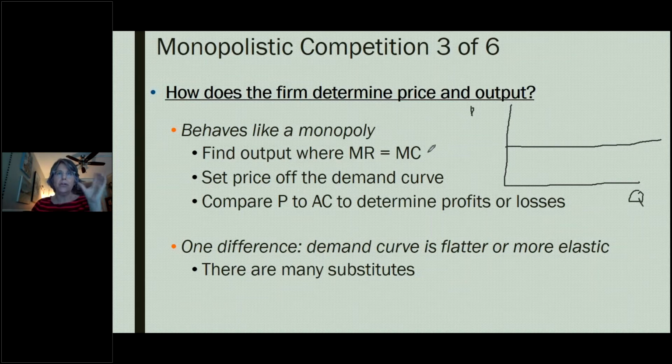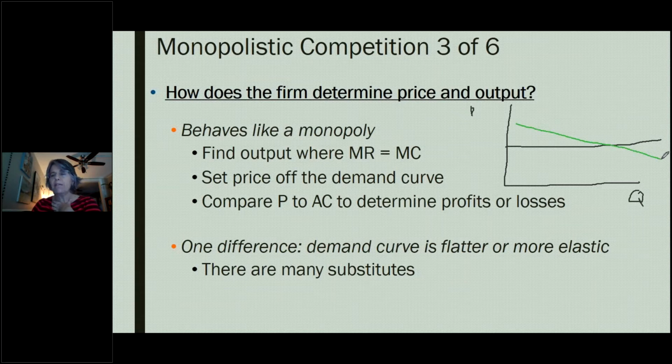Now, when you go to the next one in your spectrum, the next one is going to be monopolistically competitive. So they do have a downward sloping demand curve, but it's still pretty flat.